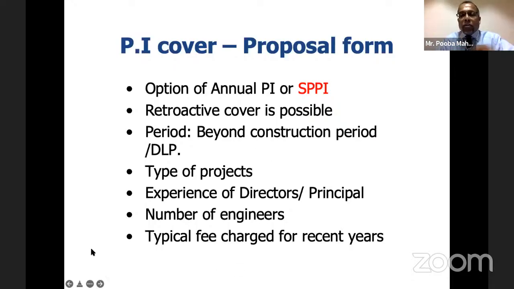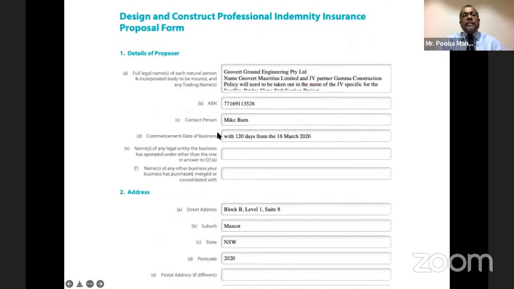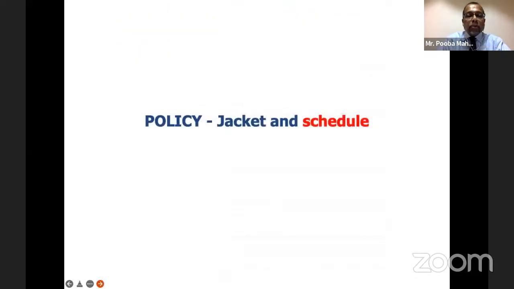So in the proposal form, they'll ask you all these questions like typical fee charge and so on. This is a typical proposal form that you need to fill up for a PI policy, like the details of the project, who to contact, and so on. But I don't want to spend too much time. So finally, you'll be given a policy jacket and a schedule. Jacket is a standard wording. Schedule is related to your coverage.